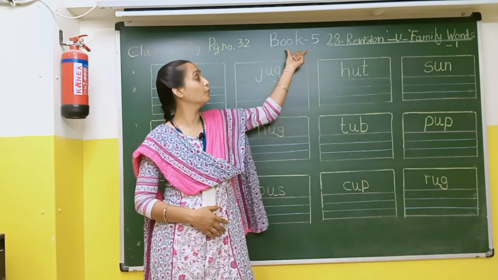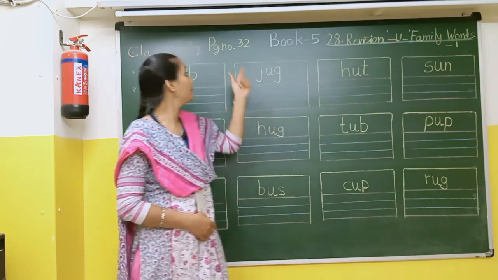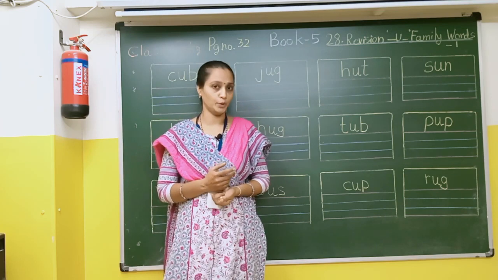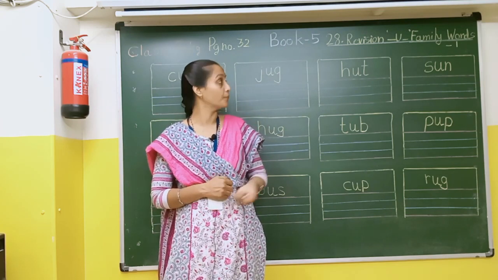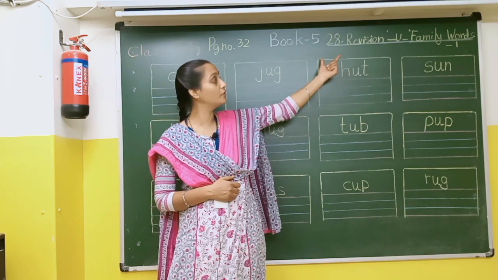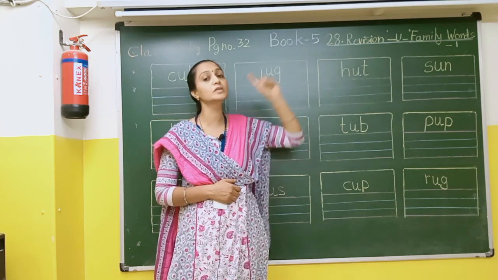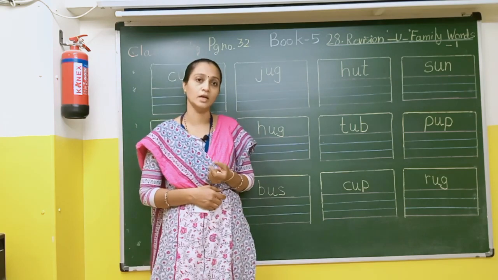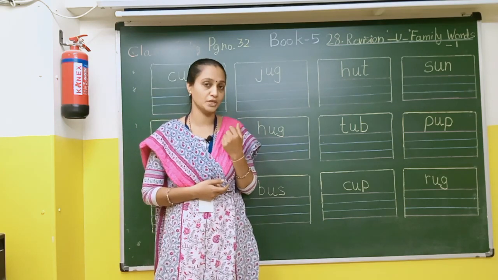Today we will do English book 5. Today we will do page number 32. Now students, you also open your book and take out your pencil and eraser. In this we will do a revision of the -ub family words 1. Okay, हमने जो -ub family words जो सीखे थे उसका इसमें हम revision करेंगे.